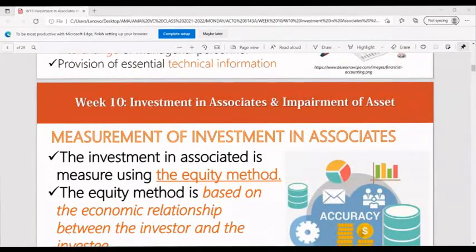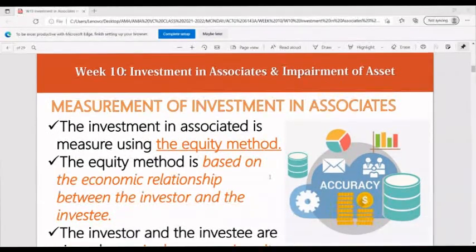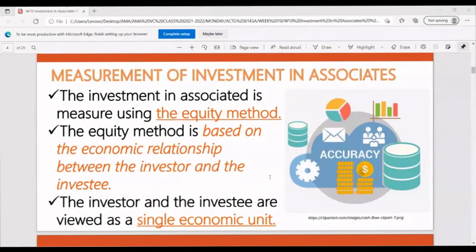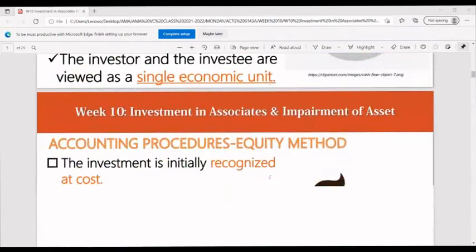Measurement of investment in associate. The investment in associate is measured using the equity method. The equity method is based on the economic relationship between the investor and the investee. The investor and the investee are viewed as a single economic unit.